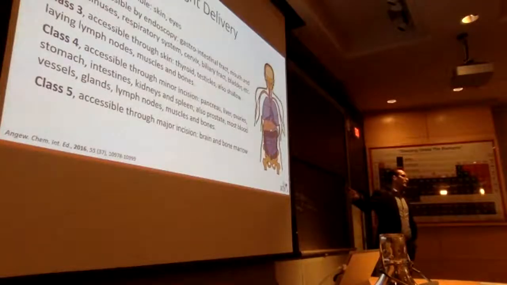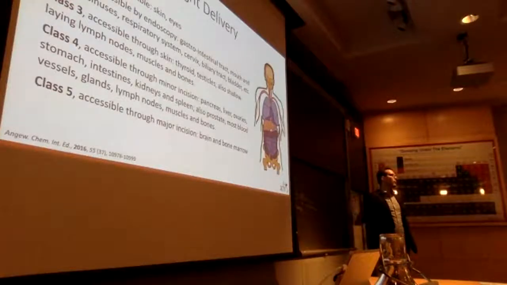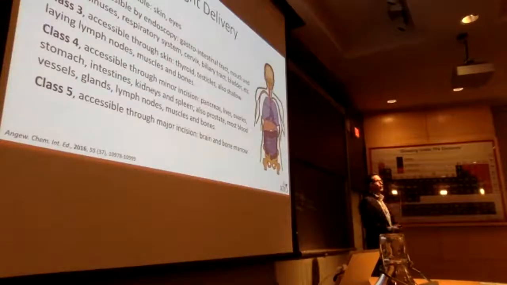Like, for example, if you think about the mouse, they have to open the skull. Or if you, for example, have bone marrow cancer, that's very difficult to read with light just because bones are not transparent to it.